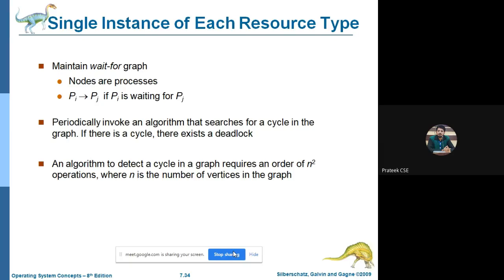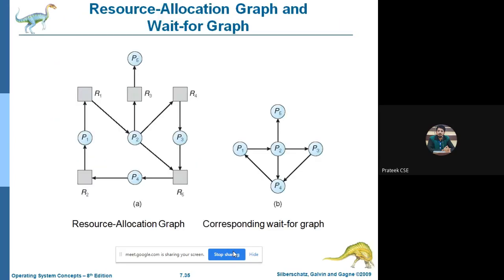But in this wait-for graph, we have nodes only in the form of processes, and if there is an edge from process Pi to Pj, that means the process Pi is waiting for process Pj to release the resource which Pi requires. And this is how the overall scenario works. This is a resource allocation graph and its corresponding wait-for graph. Here you can see a system has 5 different processes from P1 to P5, and 5 different resources from R1 to R5, and all resources have only a single instance. There isn't any multiple instance of any resource. R1, R2, R3, R4, R5 each have only one copy.